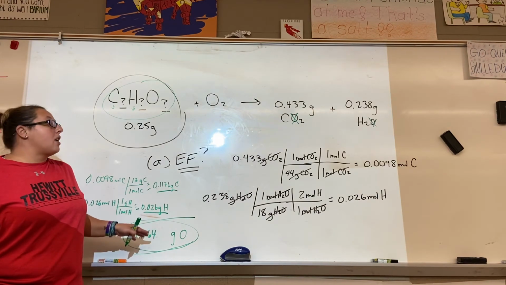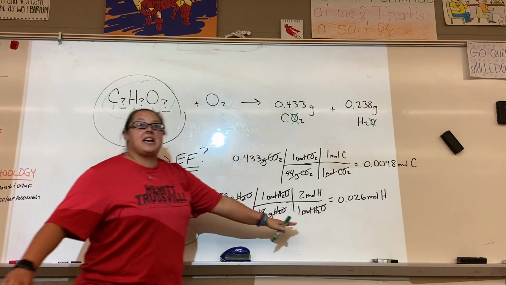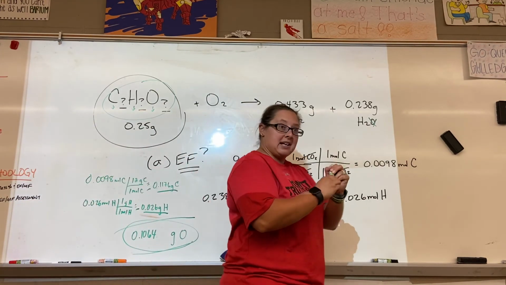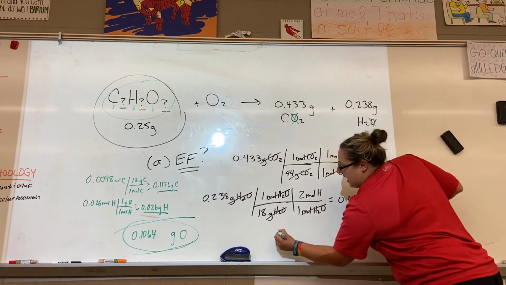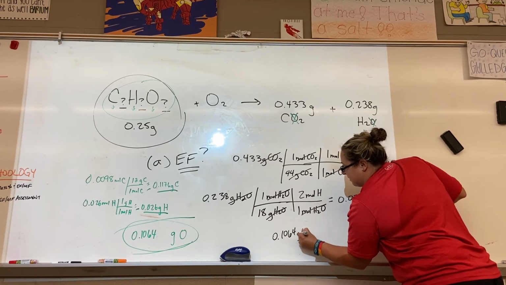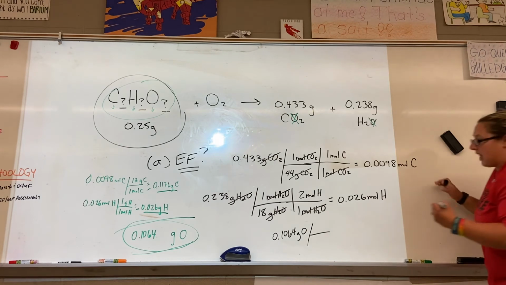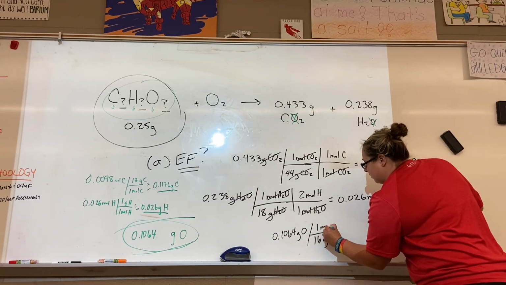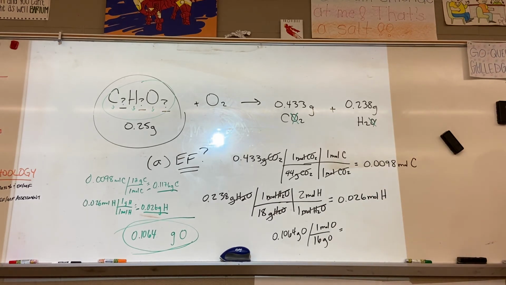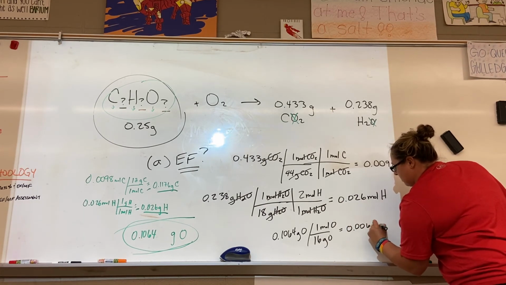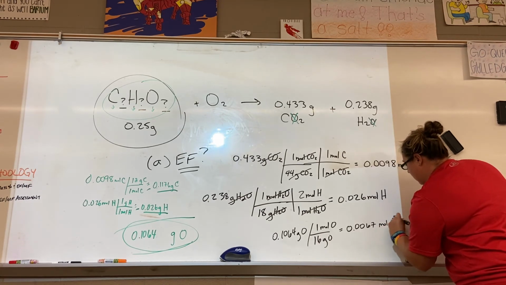Okay. Well, now that we know information about our oxygen, we can go back here and keep working for our empirical formula. All right? So I'm going to go back to black since we're working with that. So I'm going to say 0.1064 grams of oxygen. We have to get into moles. So that's going to be 16 grams of oxygen is equal to 1 mole of oxygen. And what's that number? 0.00667. All right, moles of oxygen.